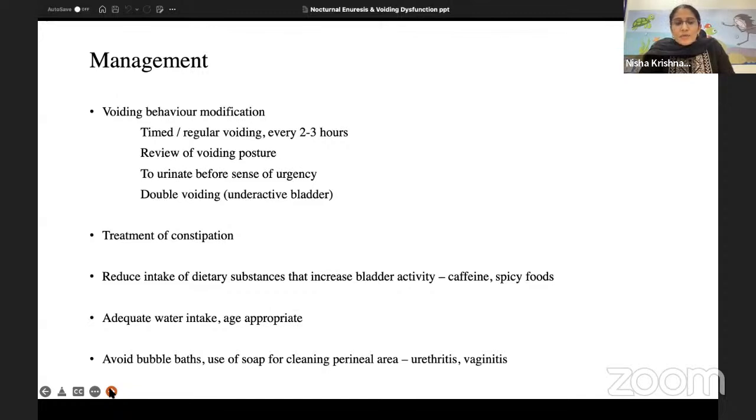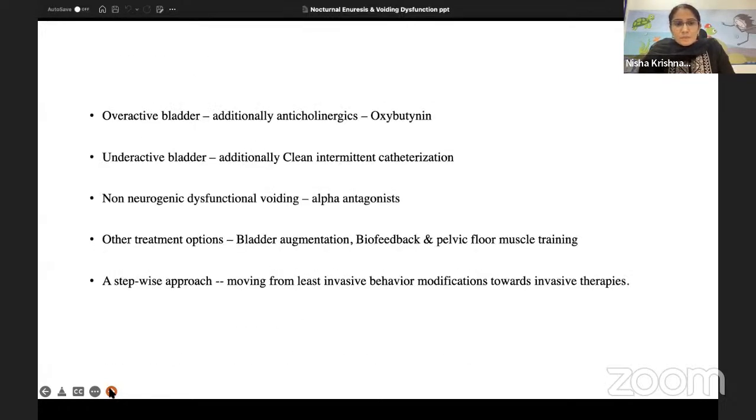Also, what will help is to reduce the intake of substances that irritate the bladder more, for example, caffeine or spicy foods or orange juices and things like that. What can also help is if you avoid bubble baths and washing with soap in the perineal areas, because sometimes that may lead to urethritis or vaginitis, which can worsen the existing problems because a child may prefer not to void so as to avoid this irritation or feeling of dysuria.